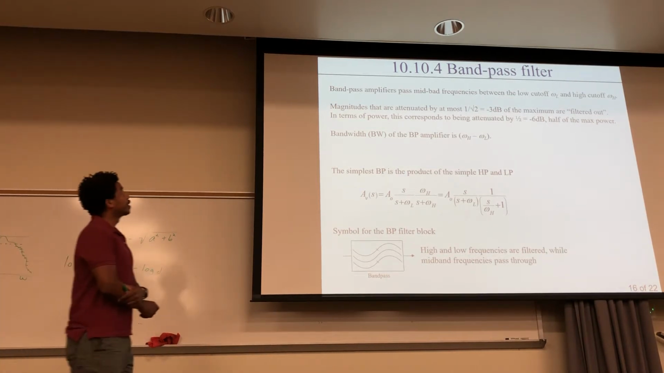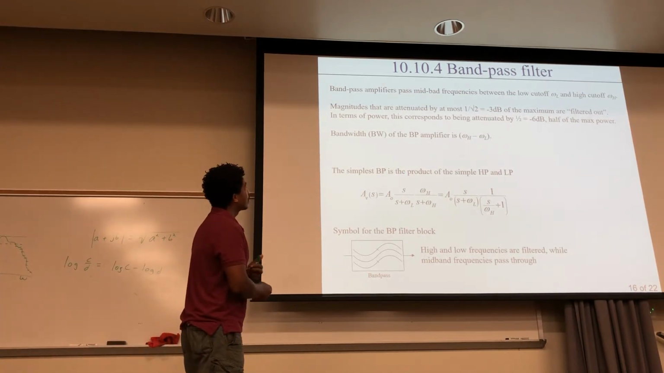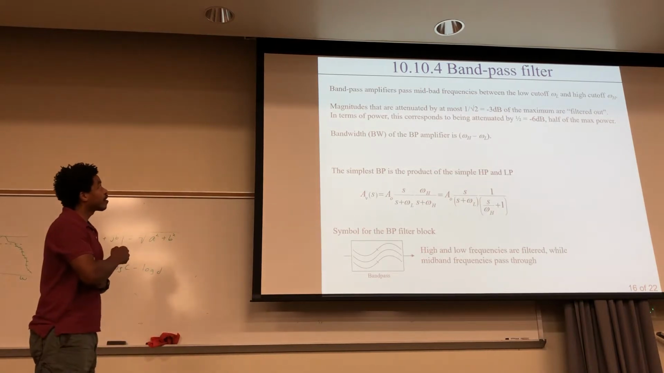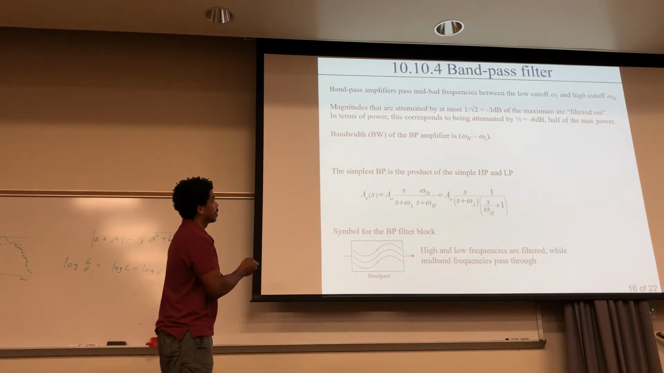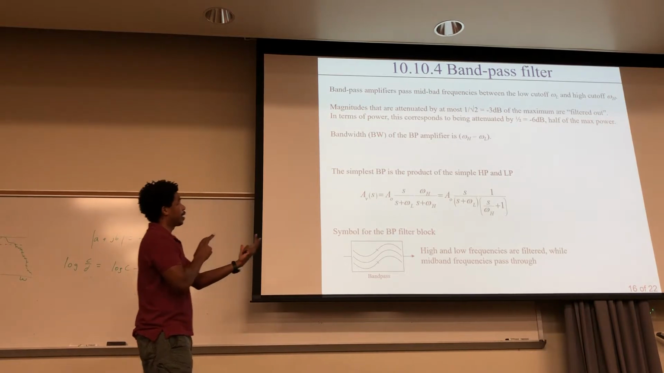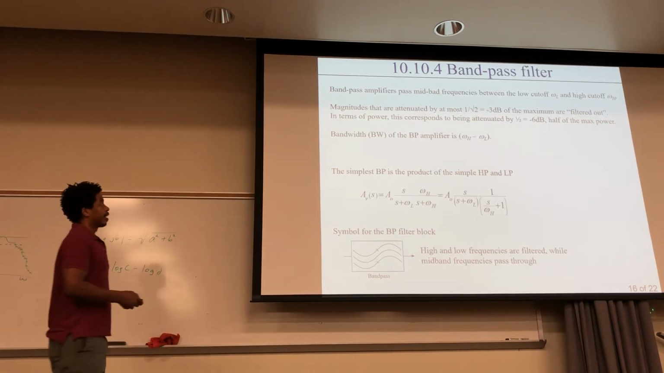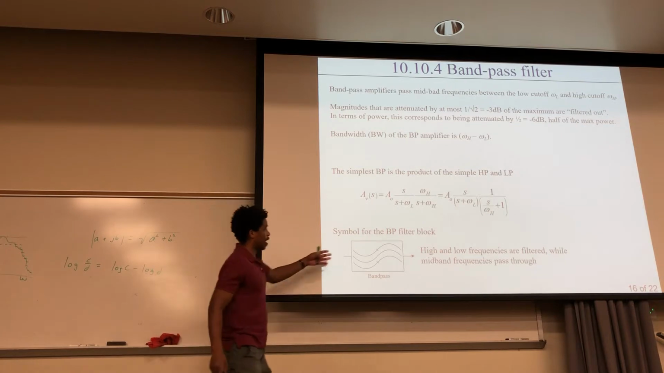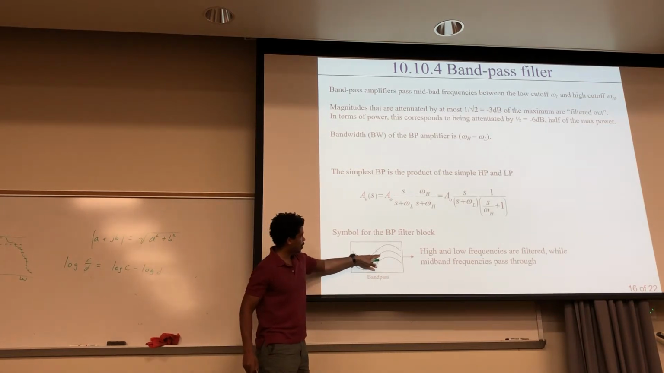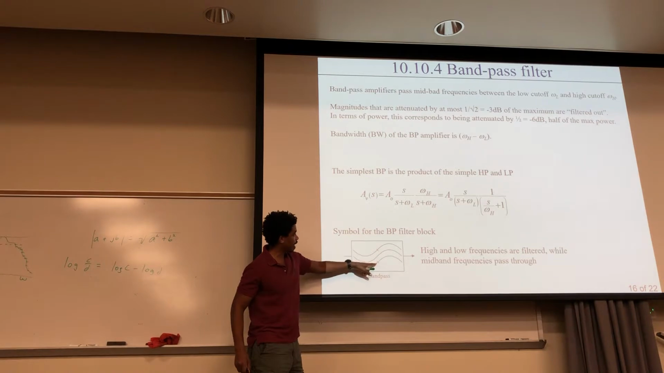So, a bandpass filter. Very similar to what we've seen before. The difference here is that looking at the bandwidth, it just goes from omega H to omega L. So you have this mid band you're trying to get through. To get the transfer function, you can multiply the high pass and low pass that we've seen before together, and you get this kind of form right here. And here's what the block looks like, where the middle frequency gets through, the high is crossed out, the low is crossed out.